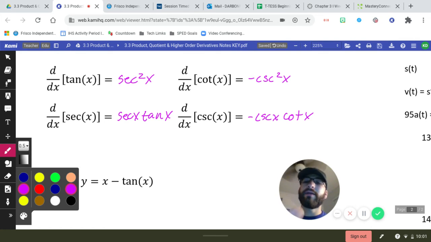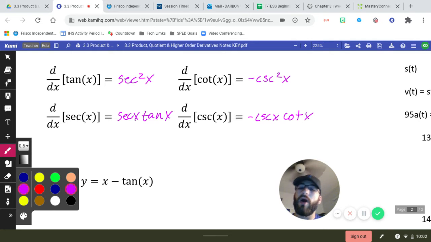Well, the nice thing, tan and secant all have to do with each other, just like sine and cosine have to do with each other. And then cotangent and cosecant all have to do with each other, and they're both negative, just like all the rest of them have to do with each other. So they kind of fall in pairs, which is nice. And all the rest of them, while gross, are kind of similar. Tan becomes secant squared, cotangent becomes negative cosecant squared. Secant and cosecant both get the double ups.